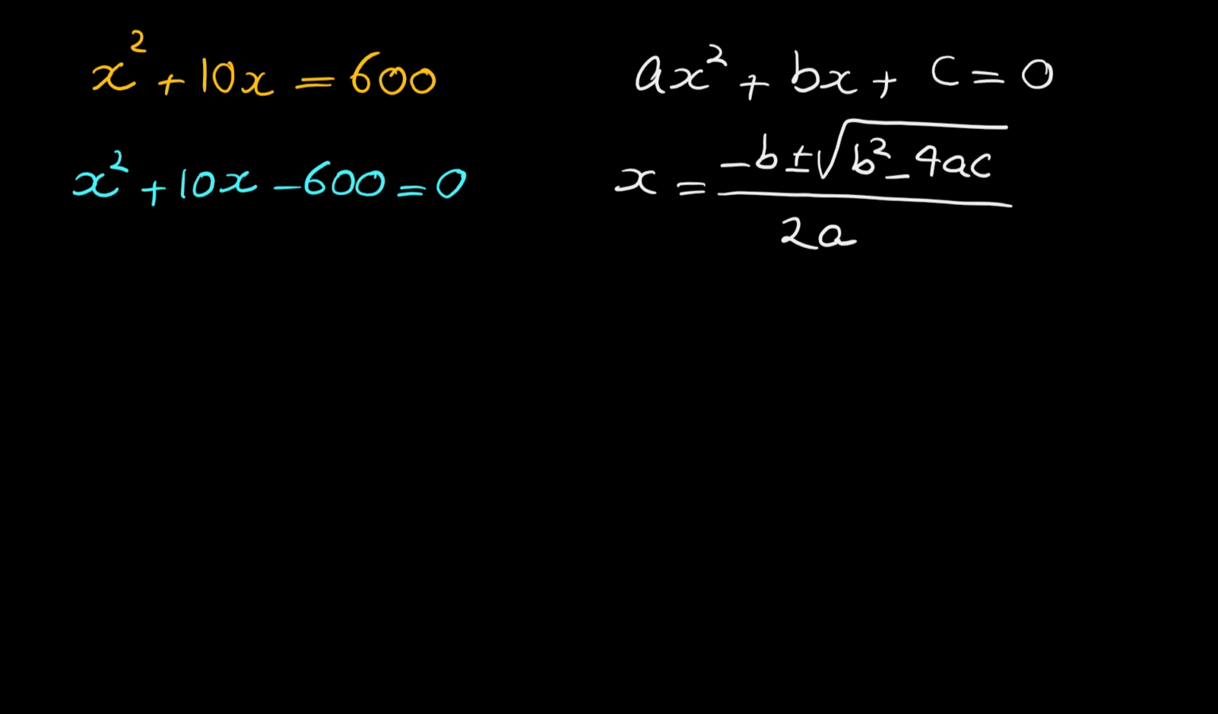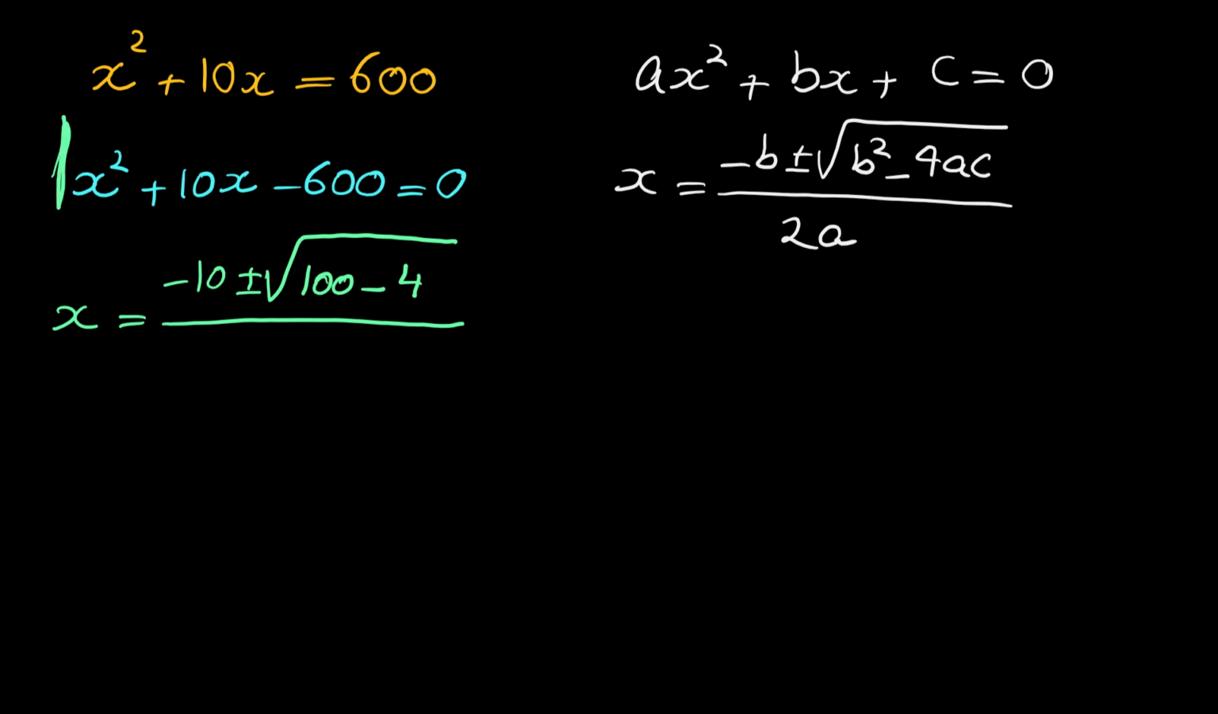So by using this formula, we can find x equals negative b. b is 10, so negative b is negative 10, plus minus radical b to the 2, 10 to the 2, which is 100, minus 4 times a, which is the coefficient of x to the 2, and it is 1. 4 times 1 times c, which is negative 600. All over 2a, or 2 times 1. Attention, a is 1, 2 times 1 is 2.